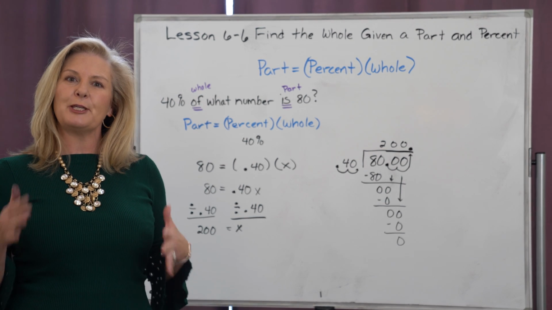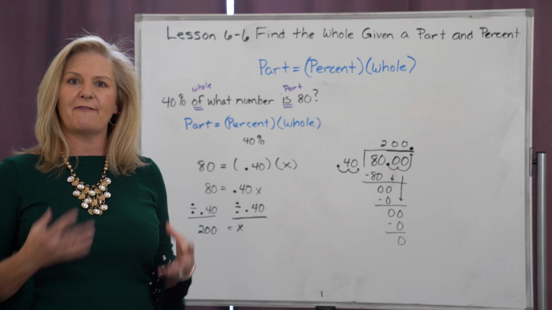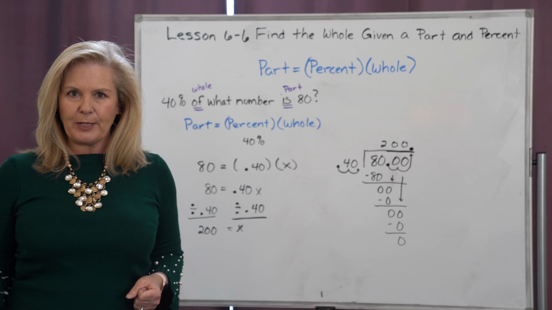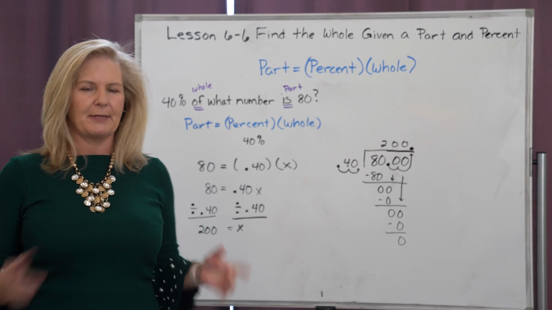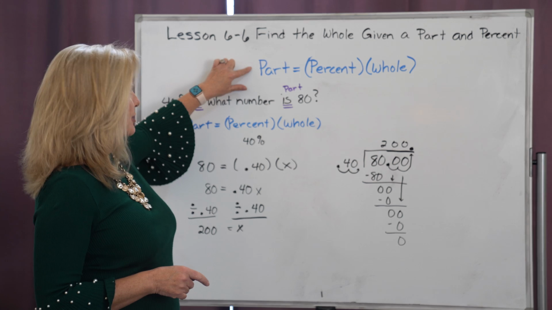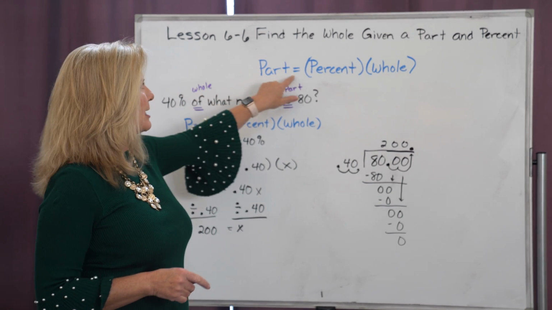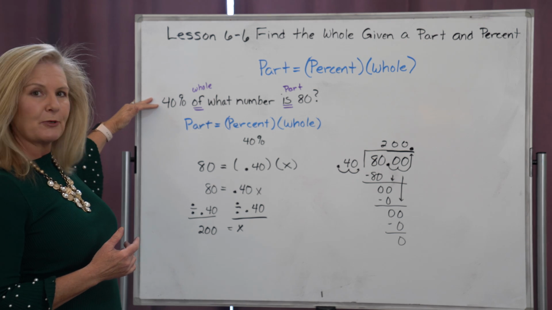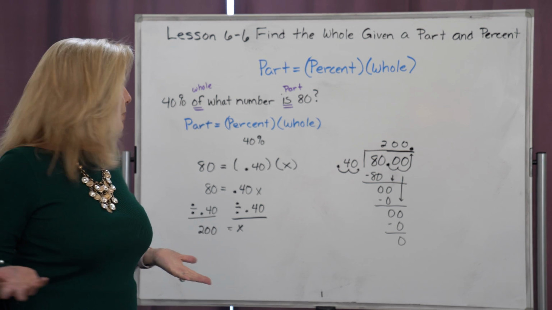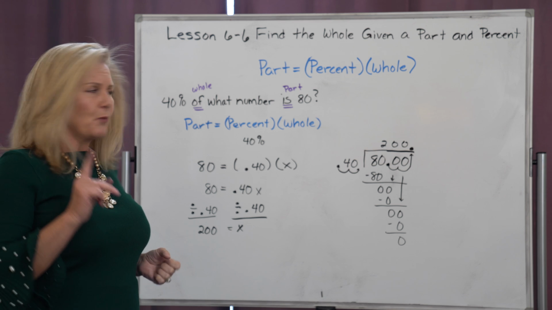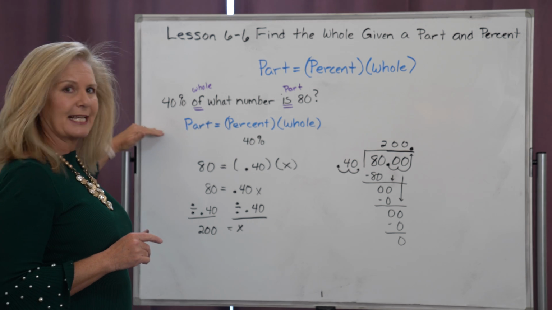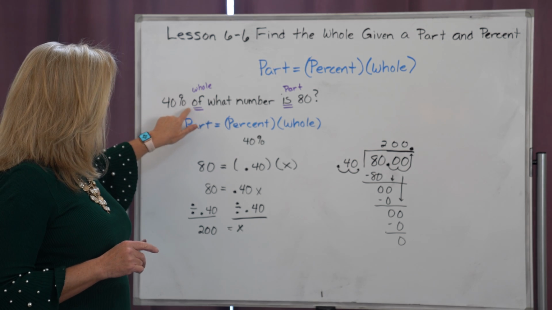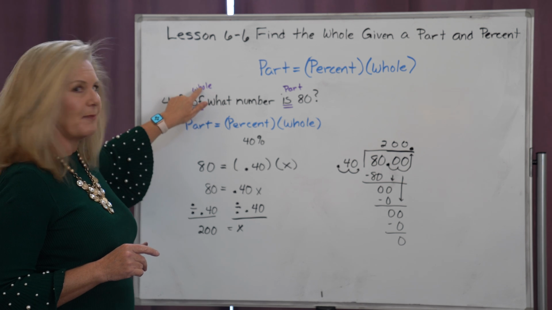Today we are going to be using the percent equation to find a whole if we are given a part and a percent. So remember, the percent equation simply is part equals percent times whole. So here I have 40% of what number is 80? Well, if I plug it into that percent equation, anything that follows the word of is my whole.